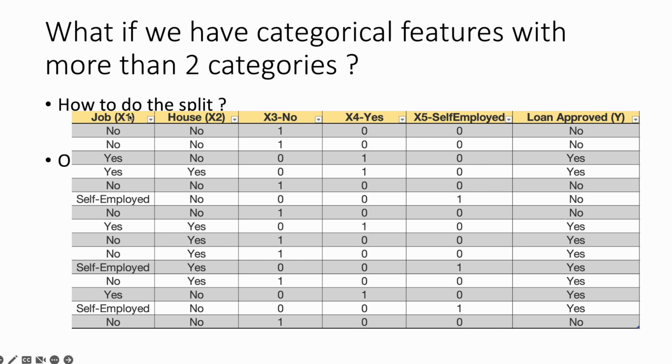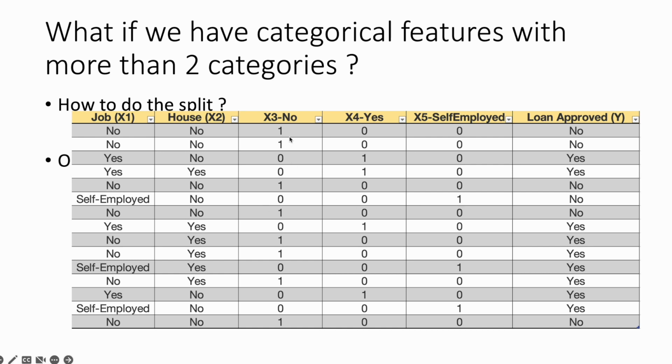So this x1 is now morphed into 3 features: x3 no, x4 yes, and x5 self-employed. Whenever the no appears, I'll replace it with 1 0 0. That will be the encoding for no. For yes, the encoding is 0 1 0. Whenever x4 yes was there, I will put 1 hot. So only this bit will be hot, rest both will be cold, right? Similarly for self-employed, I will do 0 0 1. So x5 self-employed will be hot, rest 2 will be cold, right?